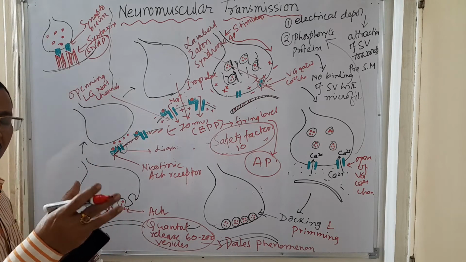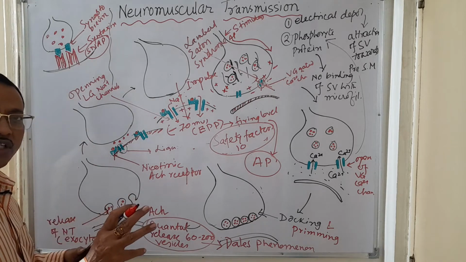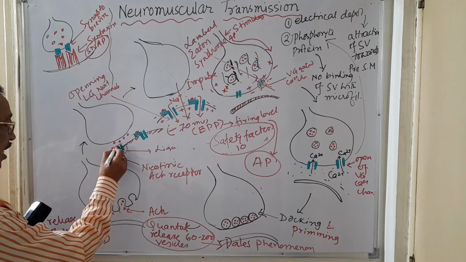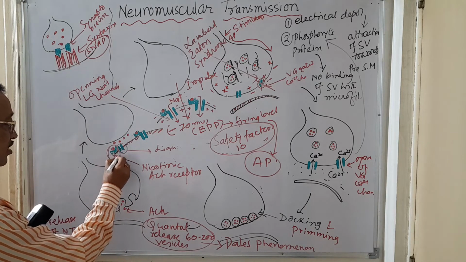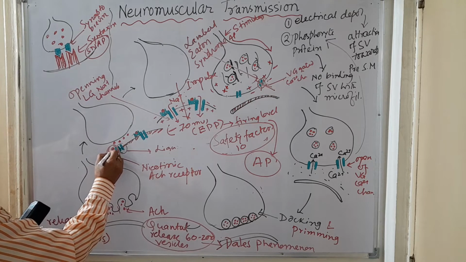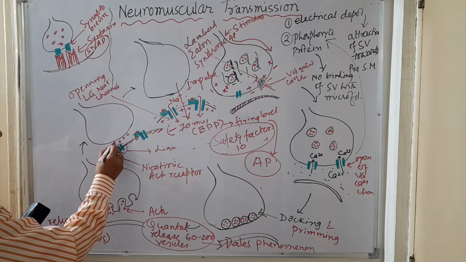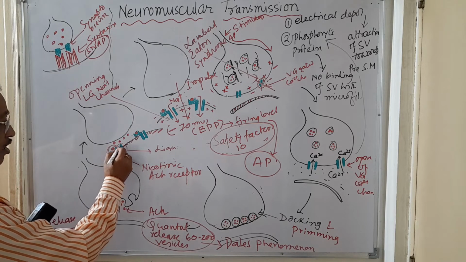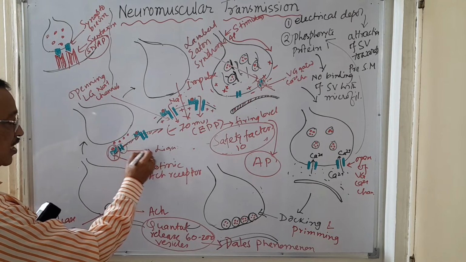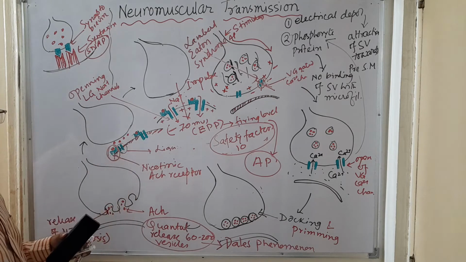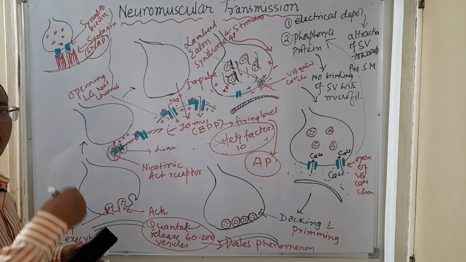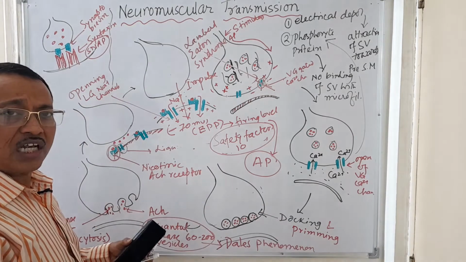Another type of similar disease takes place when a different type of antibodies are developed against the acetylcholine receptor. As I told, this is the acetylcholine receptor. This binds the neurotransmitter acetylcholine, and this binding initiates the opening of ligand-gated sodium channels, and thereby sodium enters to develop the end plate potential and thereby action potential.